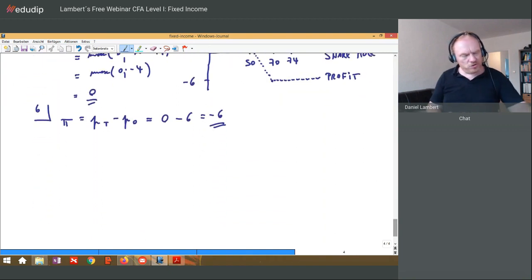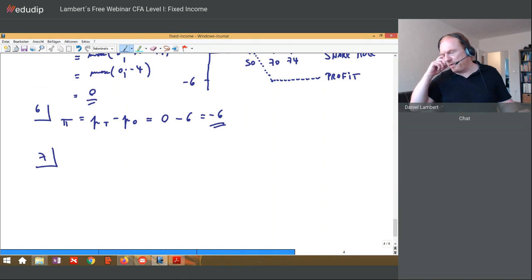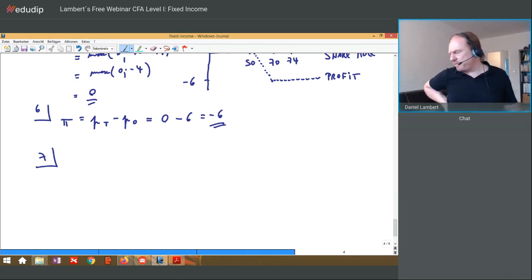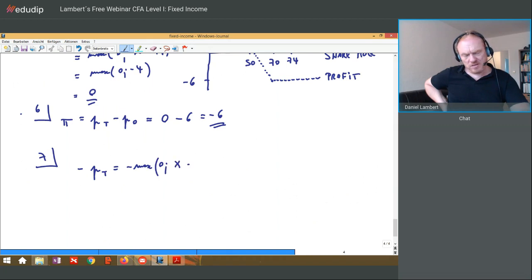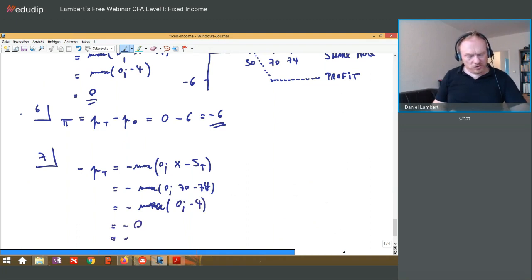And now it's question number 7, dealing with the put seller. The put seller has this formula, negative PT. So we look at his or her payoff first of all. It's the negative of the maximum value of 0 and X minus ST, equal to negative maximum of 0 and 70 minus 74, which is equal to the maximum value of 0 and negative 4, equal to negative 0, which is in turn 0.